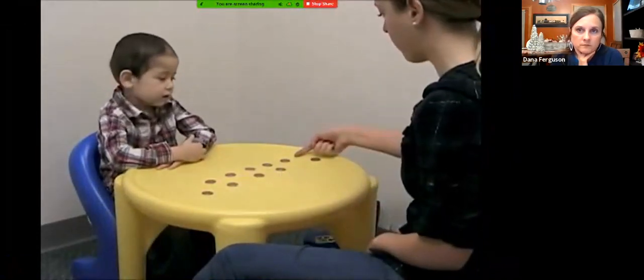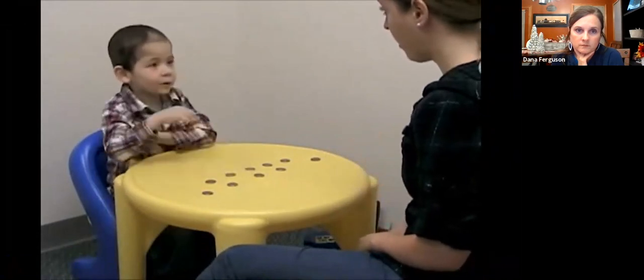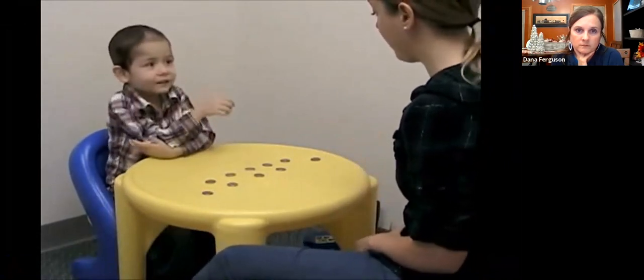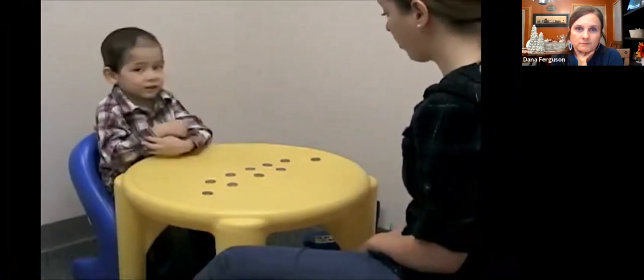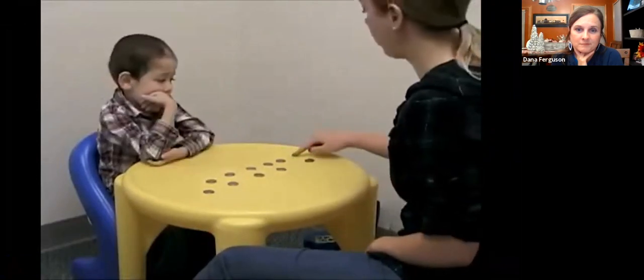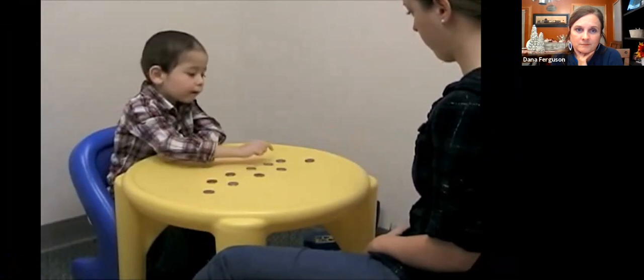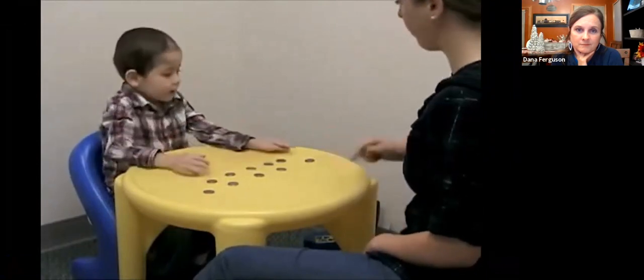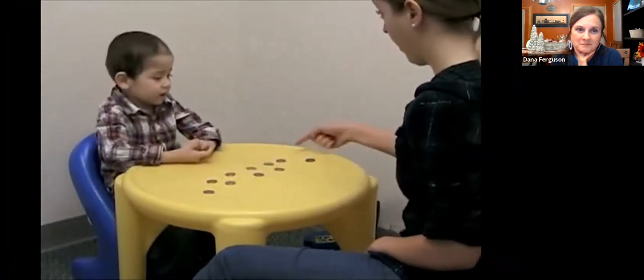Now, does this row have more quarters, or are they the same? That one has more quarters. That one has more quarters? Yeah. Why does that one have more quarters? Because it's stretched out. Okay, so how many are in this row? 1, 2, 3, 4, 5. Okay, how many are in this row? 1, 2, 3, 4, 5. So, are there more in this row, or are they the same? The same.